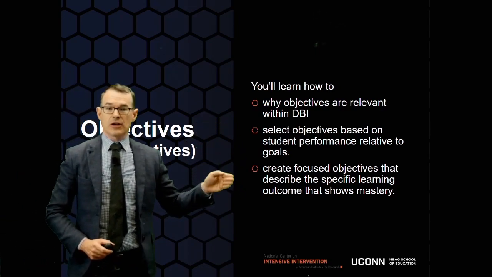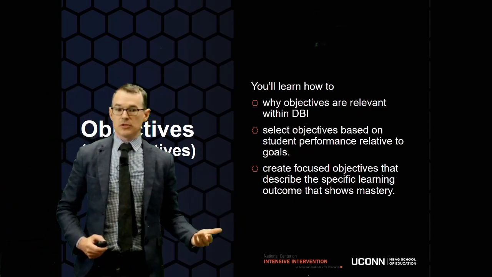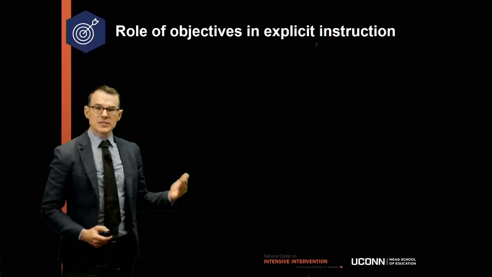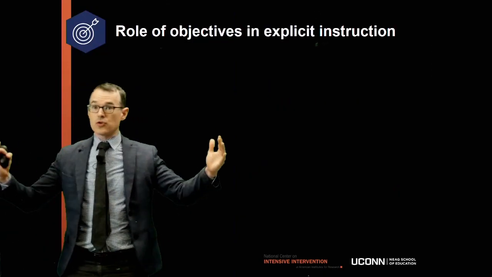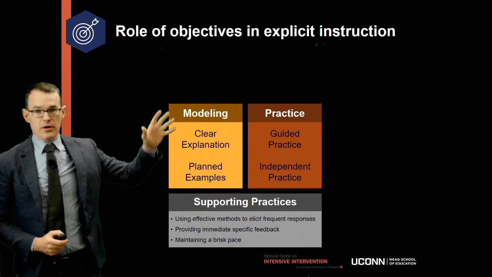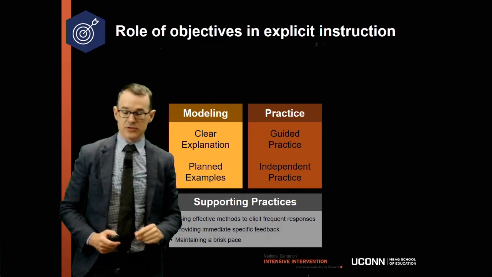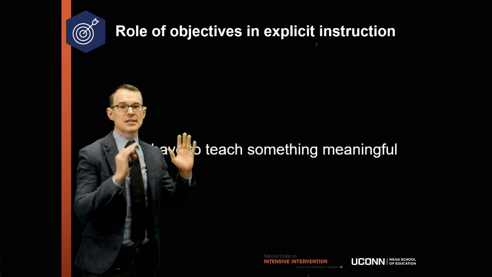And finally, how to create very focused objectives that include a description of the learning outcome that will ultimately show mastery. So let's talk about this role of objectives first in terms of explicit instruction, because that's what this whole course is about. So if you think about our explicit instruction model, here are kind of the core components of explicit instruction. What's critical here is that you must teach something meaningful.